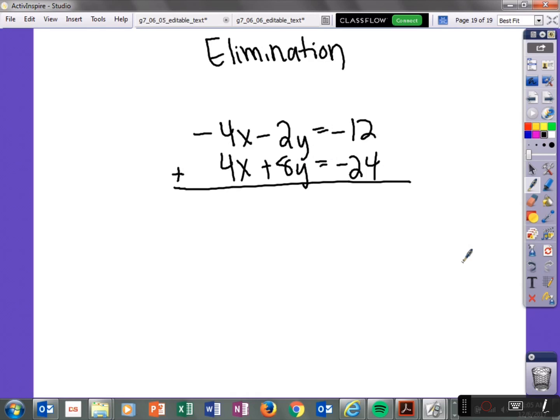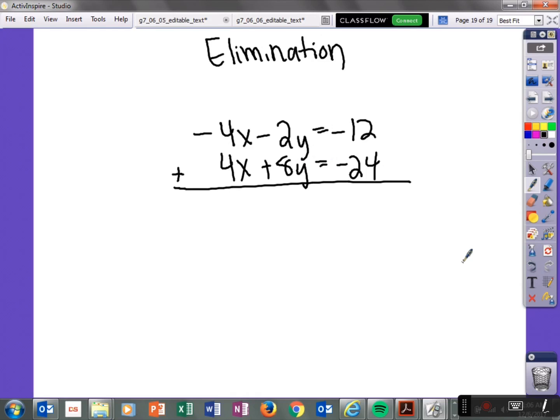Okay, so what we want to do is, in order for something to eliminate, their coefficient, which just means the number in front of, has to be the opposite. So look at your y's. What are the coefficients, the numbers in front of y? -2 and +8. Are they opposites? No, they're opposite signs, but their numbers aren't the same, are they? What about your x's? Are their coefficients opposites? Yes. So if you were to add -4x and +4x, it would end up making what?